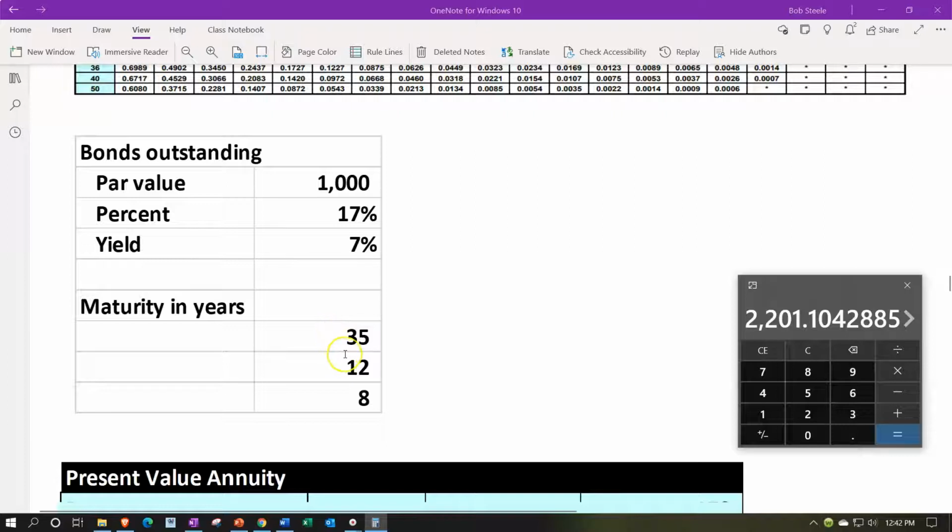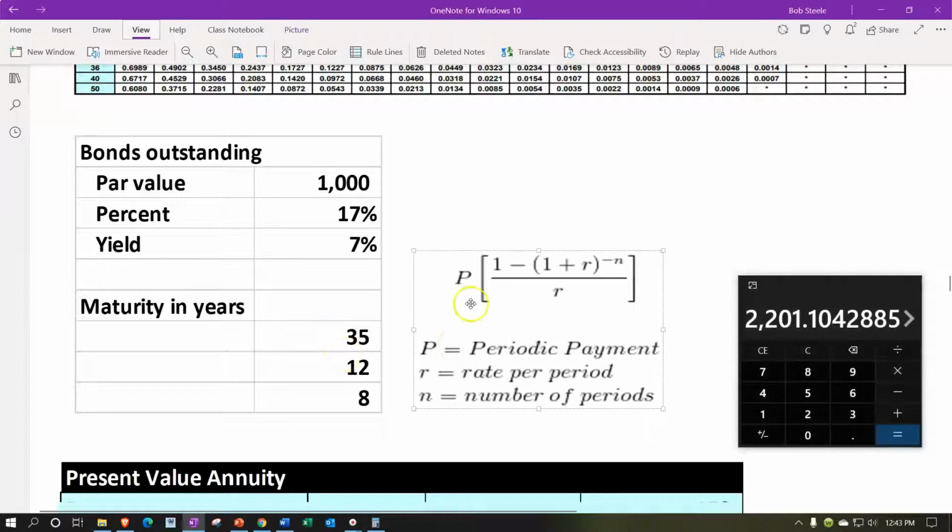We're going to do first the present value of the annuity. Formula is going to be P times 1 minus 1 plus R to the negative N over R. P is still 1,000 times 17%. 1 minus 1 plus R. R is still going to be the market rate, 7%, to the negative N. Here's the change. Here's the changing factor. Now it's 12 as opposed to 35 over R, which is the same, 7%.